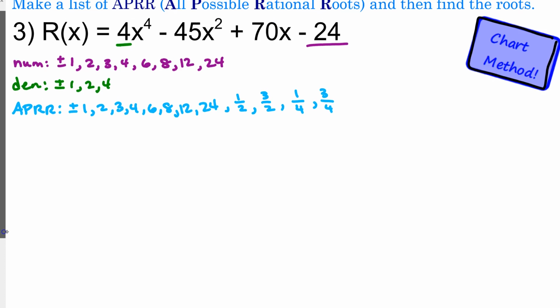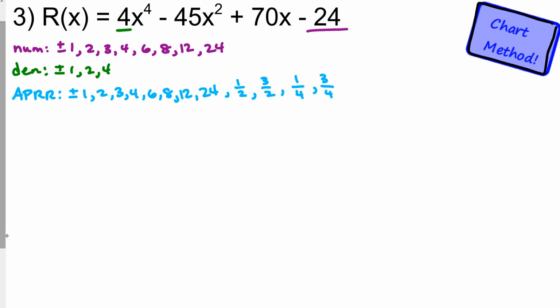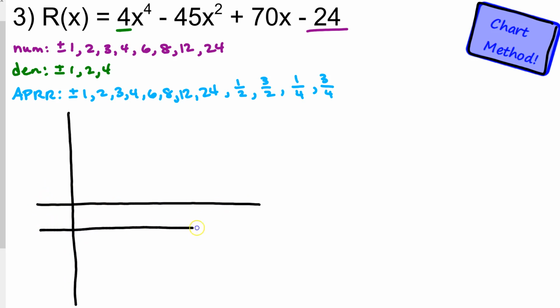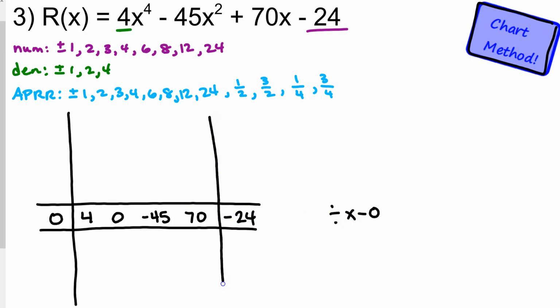So I'm going to show you now the chart method for synthetic division. What you do is you leave yourself plenty of room to make lots of rows of synthetic division, and in the middle you're going to make a 0 row. This would be as if you're dividing by x minus 0, and these are the numbers you would have left. You would have the numbers from your problem: 4x to the 4th, 0x cubed, negative 45x squared, 70x, and negative 24. But if you divided by x minus 0, negative 24 would be your remainder. So I'm going to split that off into a remainder column.